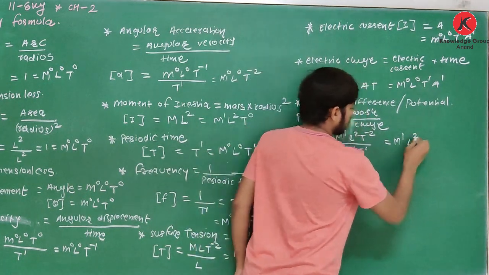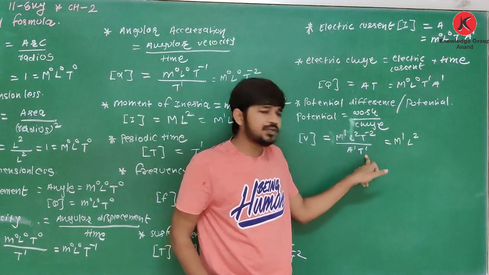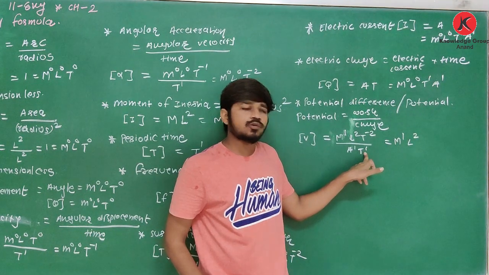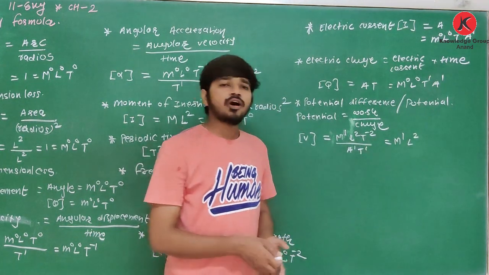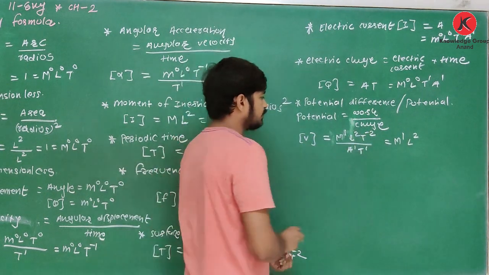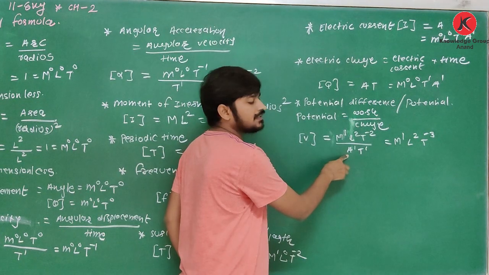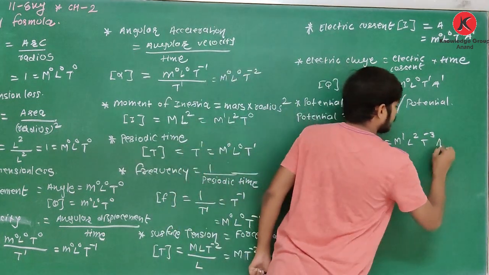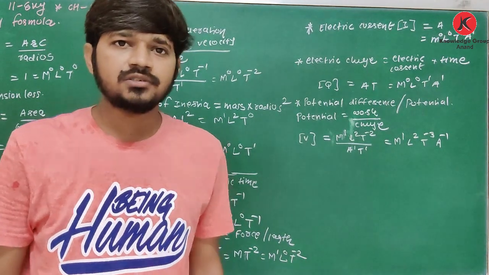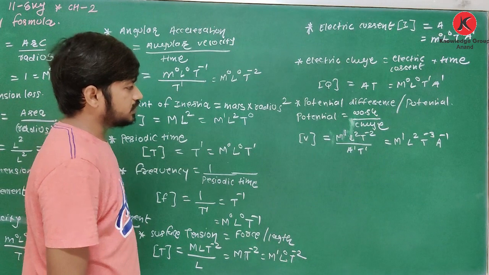L2, only one term as it is. T, two terms, T minus 2 and T1. So if I am taking this T1 in numerator, it will become negative. So minus 2 minus 1, or directly it is minus 2 minus 1. So it will become minus 3. So it is T minus 3. If I take this A1 in numerator, it will become negative. So it is A minus 1. So it will become A minus 1. Clear about this? So yes, it is dimensional formula of potential.